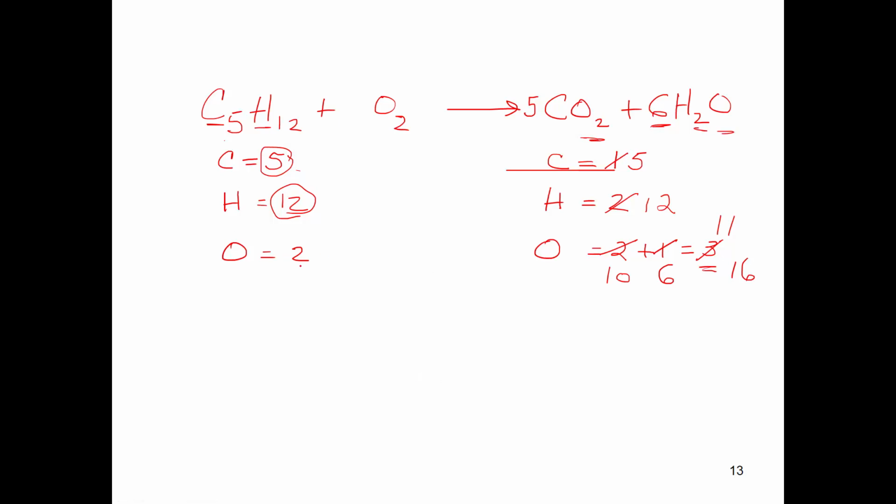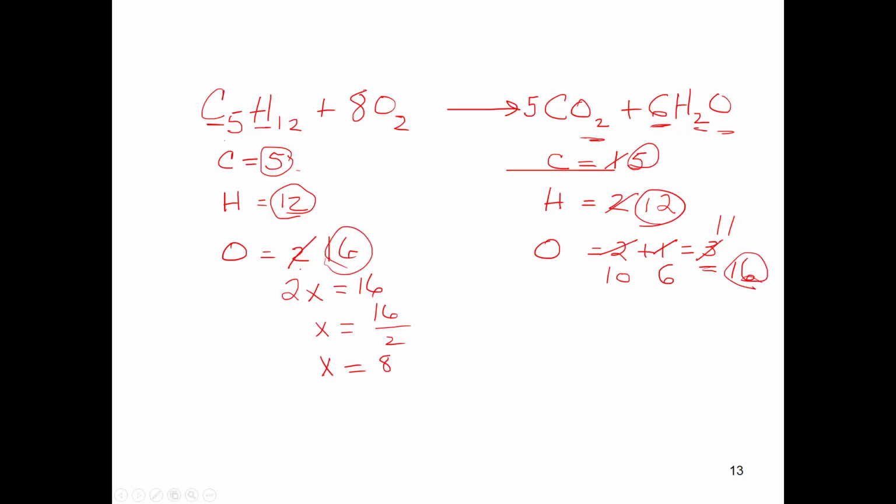And on this side I have 2, so what times 2 gives me 16? So I have to multiply that by 8. And so if I multiply that by 8, it gives me 16 oxygens. And then I have 5 and 5, 12 and 12, and 16 and 16. Perfect.